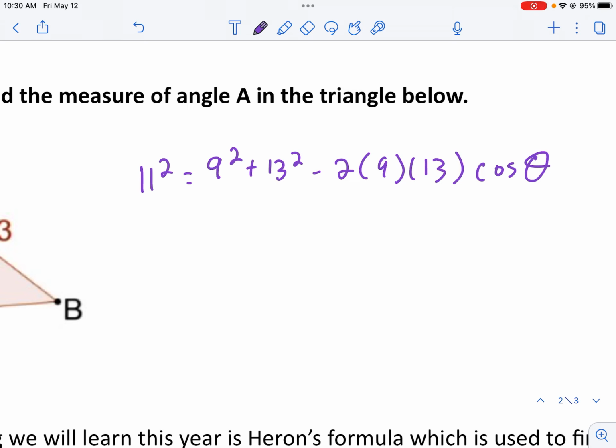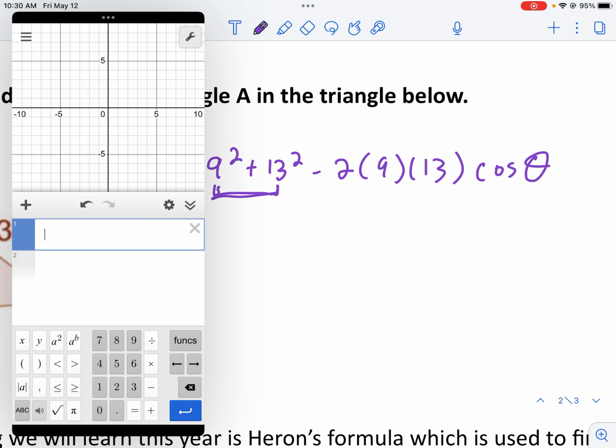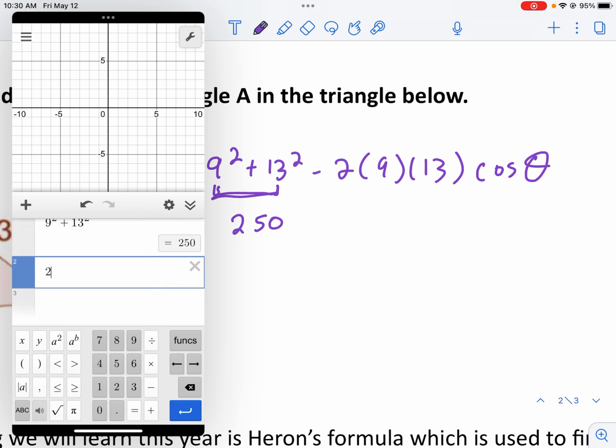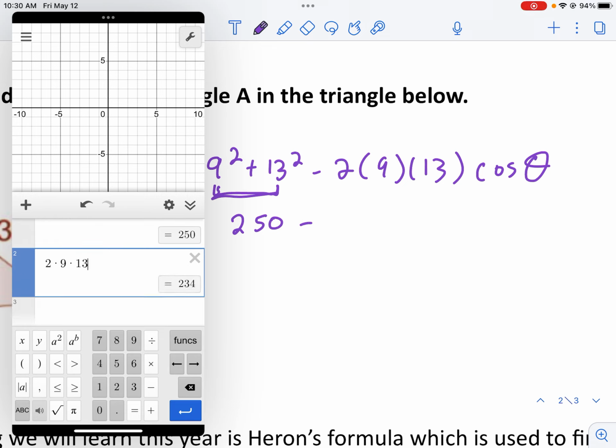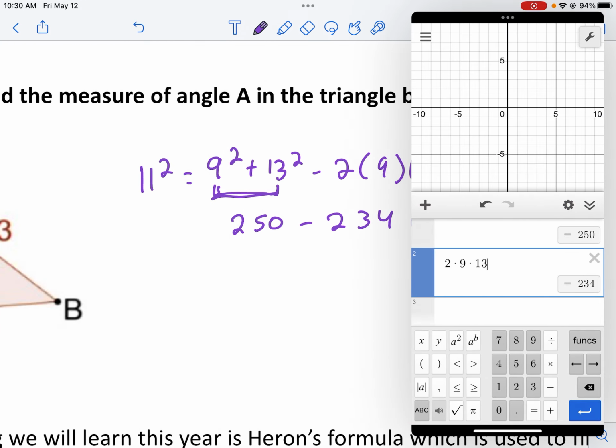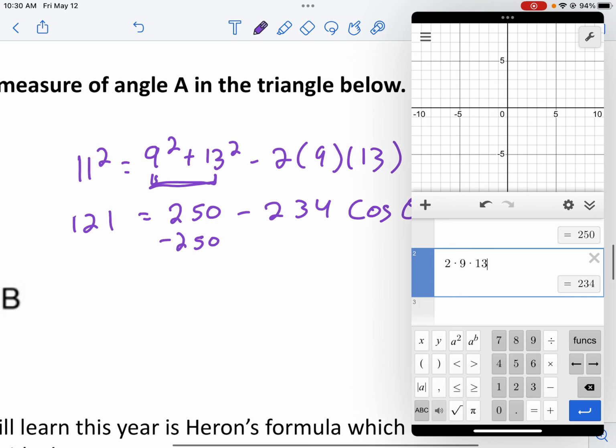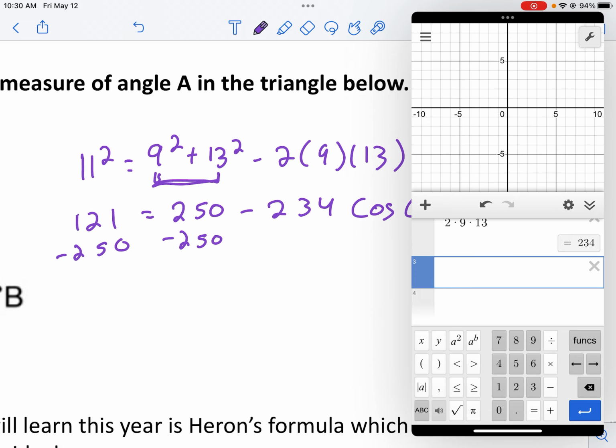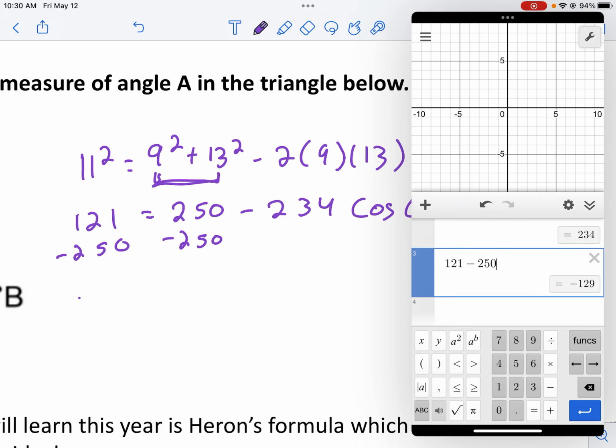So instead what we need to do is find what 9 squared plus 13 squared is, and then I'm also going to find what 2 times 9 times 13 is. So 9 squared plus 13 squared gives us 250. And then 2 times 9 times 13 is 234, so minus 234 cosine of theta, the angle that we want. And then we can even do 11 squared, which is 121. From here, we're going to subtract off the 250. So 121 minus 250 gives us negative 129 is equal to negative 234 cosine of theta.